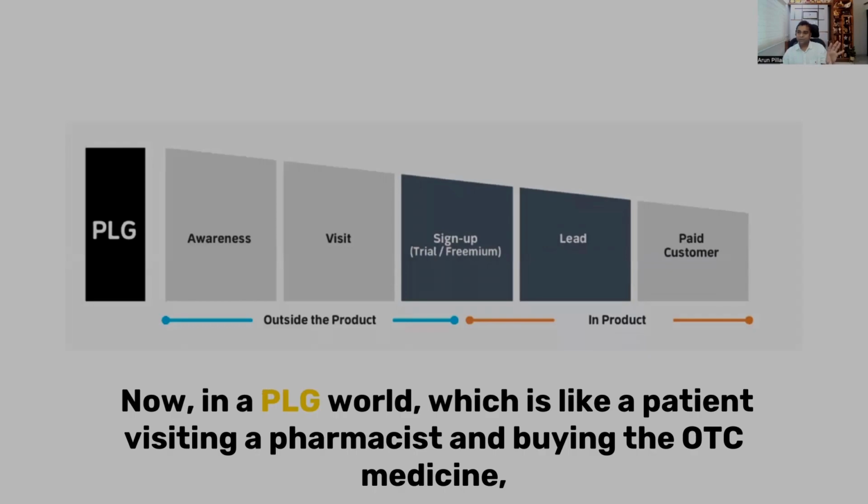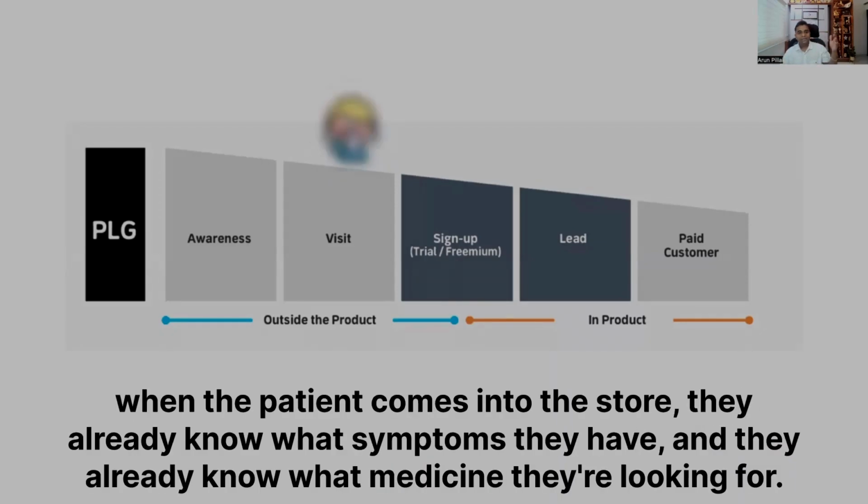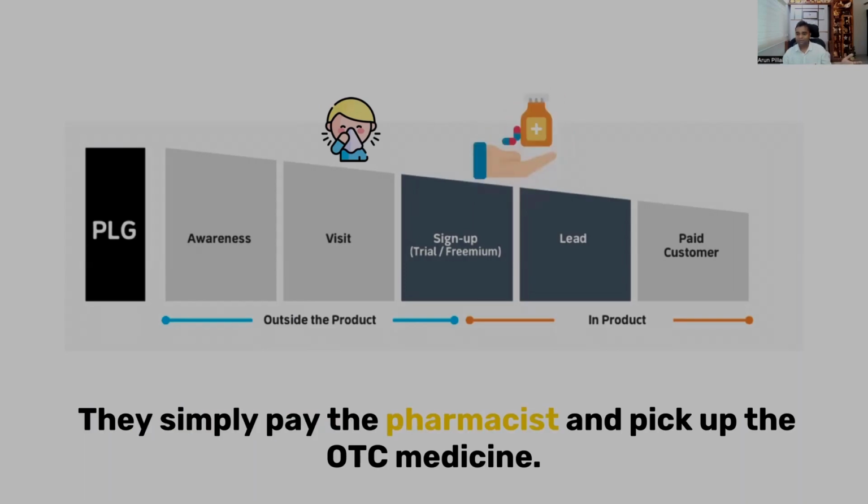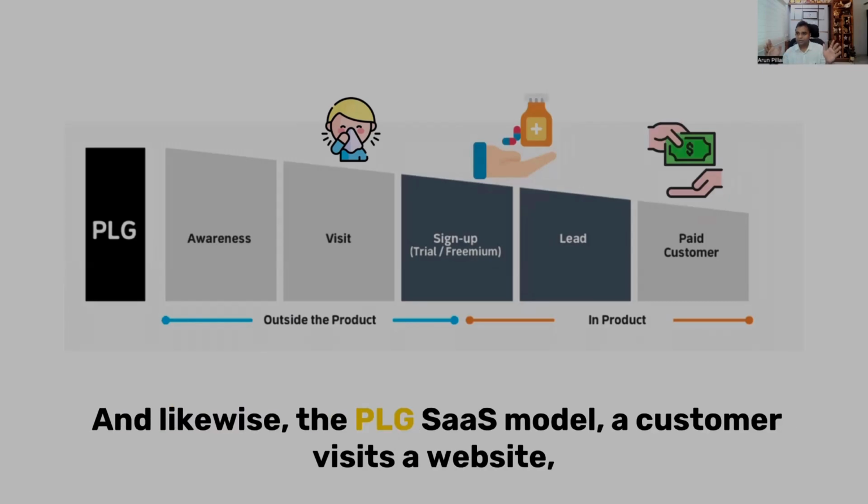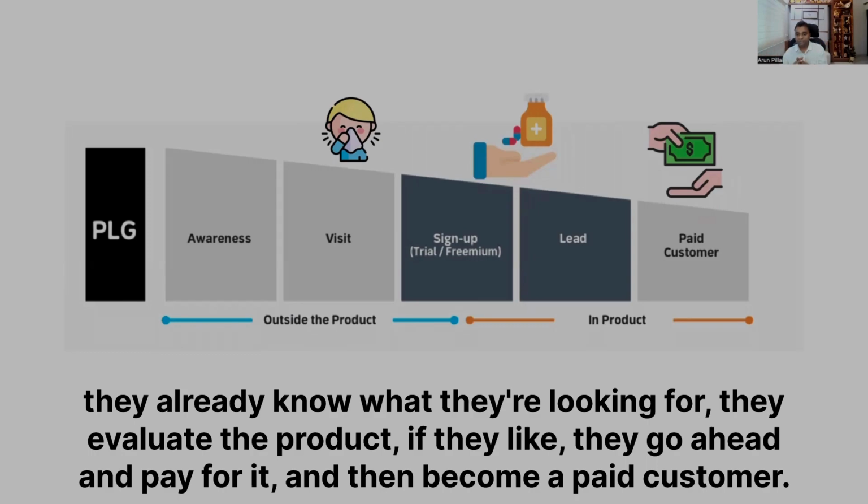Now, in a PLG world, which is like a patient visiting a pharmacist and buying an OTC medicine, when the patient comes into the store, they already know what symptoms they have and they already know what medicine they're looking for. They simply pay the pharmacist and pick up the OTC medicine. And likewise, the PLG SaaS model. The customer visits a website, they already know what they're looking for, they evaluate the product. If they like it, they go ahead and pay for it and they become a paid customer.